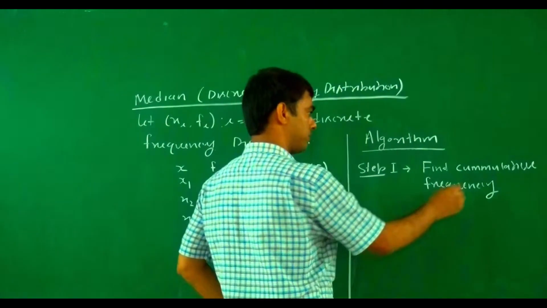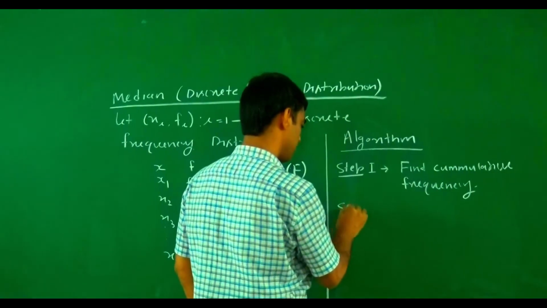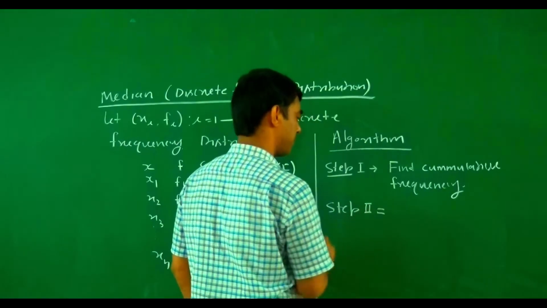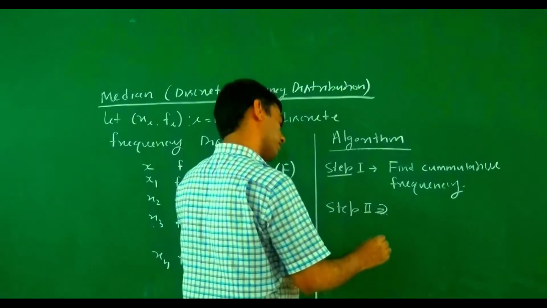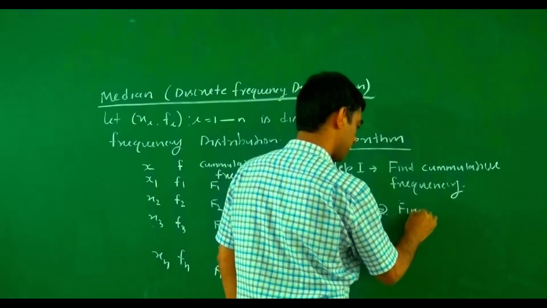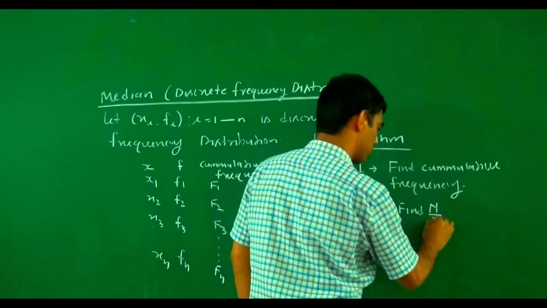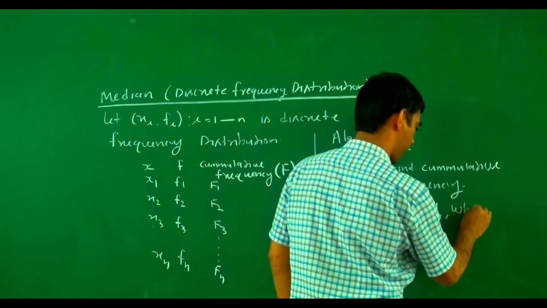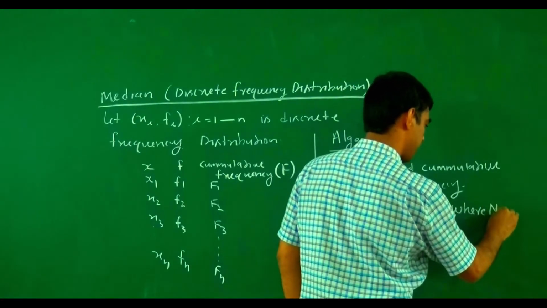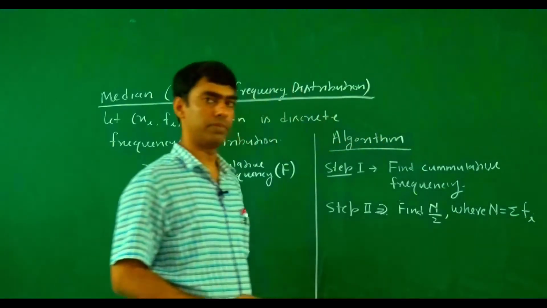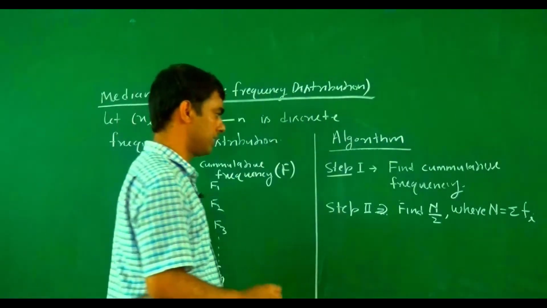Then what is step 2? Step 2: find N by 2, where N is the summation of fi. N equals the summation of fi.